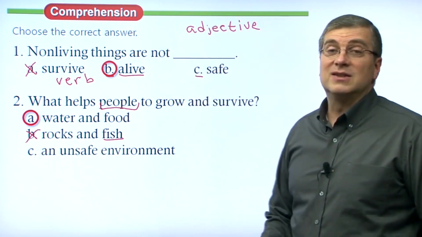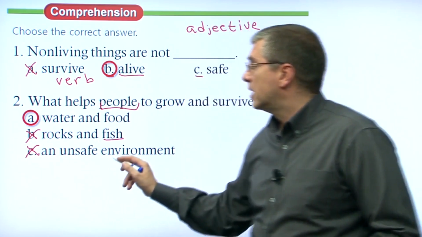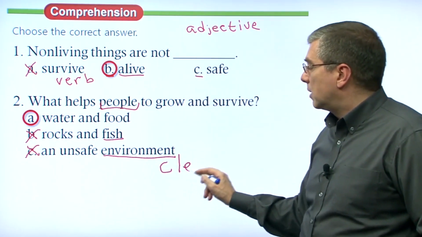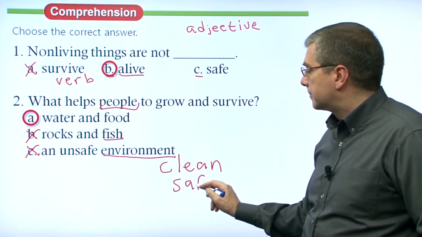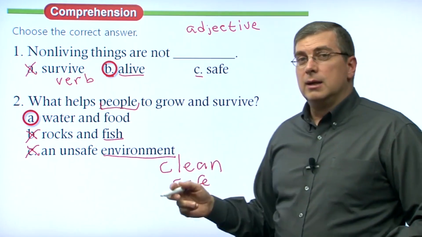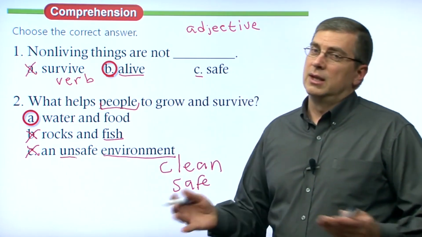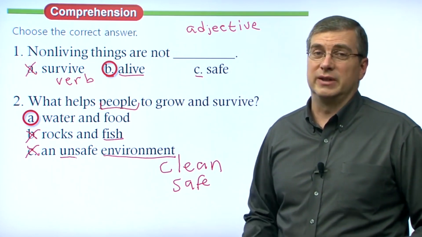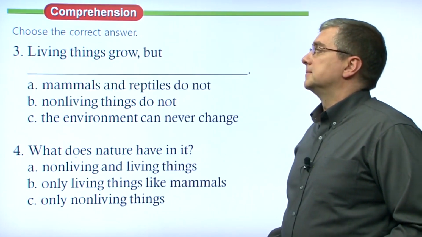And C, an unsafe environment. No, remember I was talking to you, I made the point several times, we need to keep our environment clean. We need to keep our environment safe. If we have a clean environment, if we have a safe environment, then we can survive. But if it's unsafe, then that will not help us to grow and survive. In fact, it might cause us to die. So we need to take care of our environment. Let's move on to number 3.